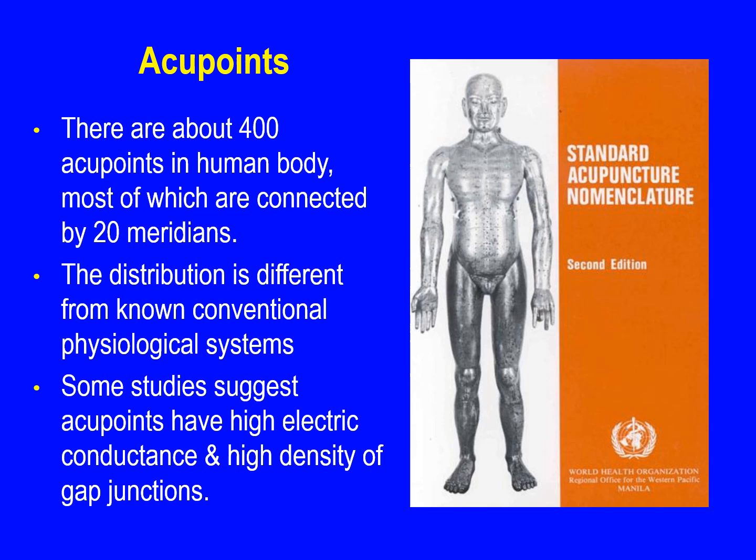So based on the standard nomenclature published by the World Health Organization, there are about 400 acupuncture points in the human body, most of which are connected by 20 meridians. The distribution is different from known conventional physiological systems. Some studies suggest that acupuncture points have high electric conductance and high density of gap junctions, so this is not fully established yet.